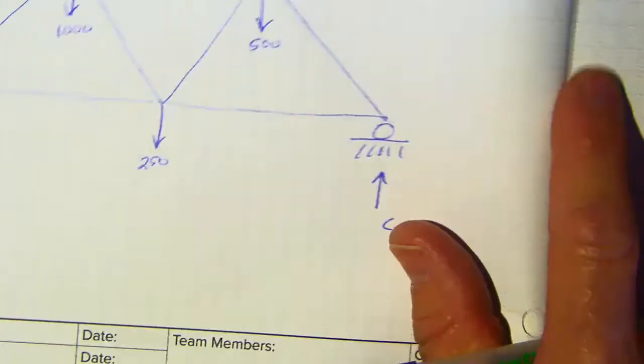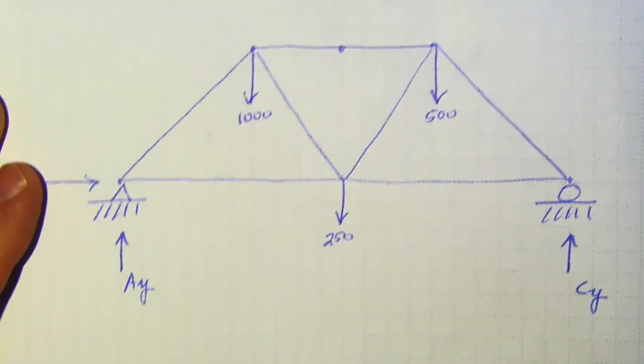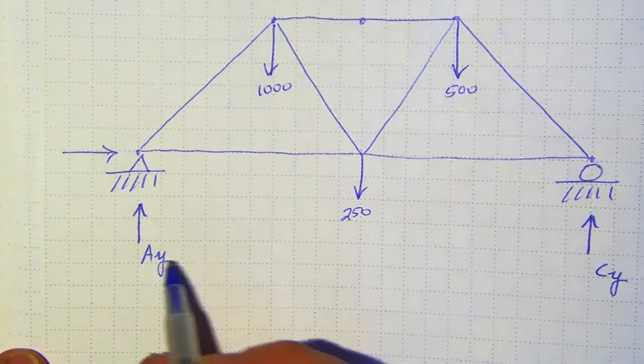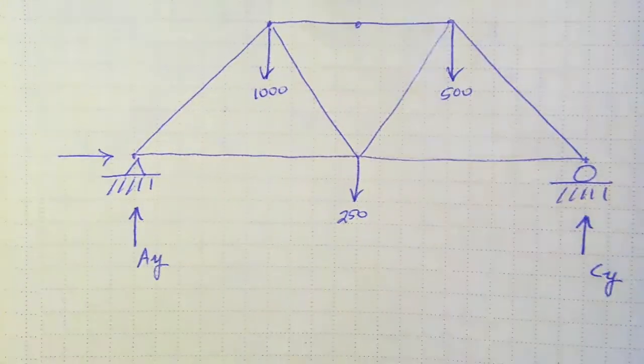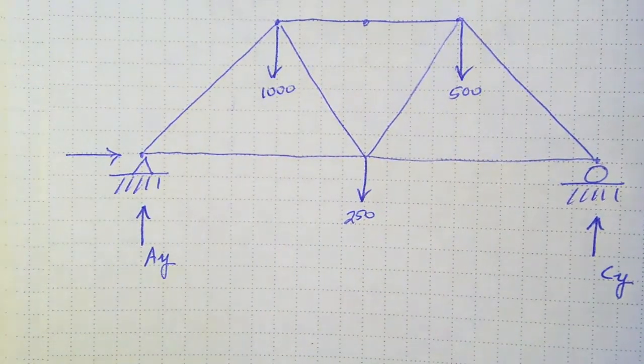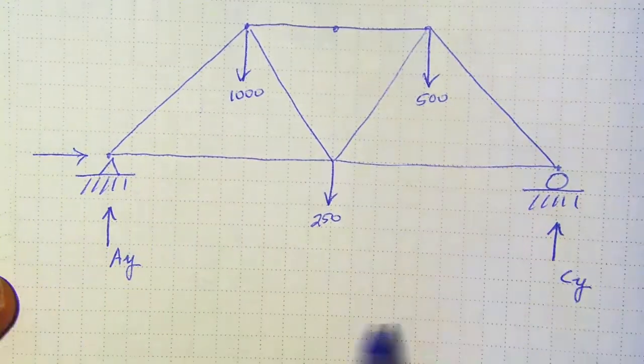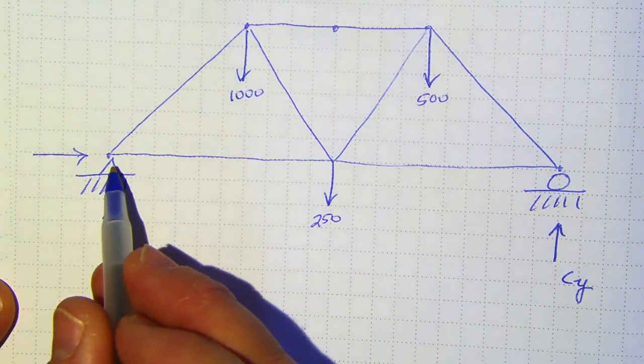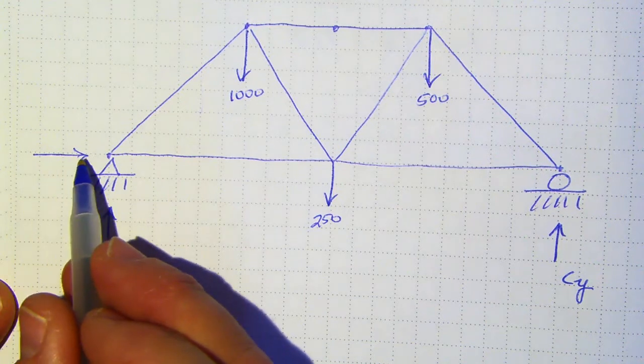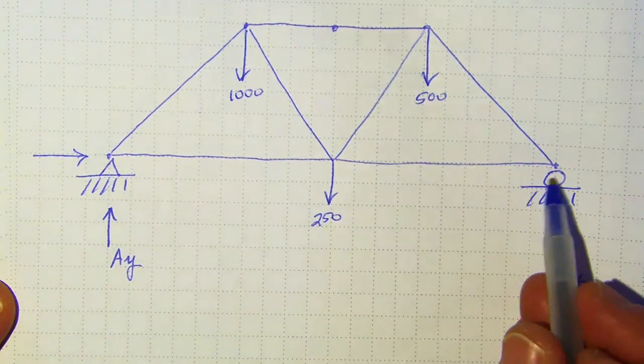Don't look at that. Instead, here is my clean little copy. And we already know that A sub y and C sub y add up to 1750. I don't know if I have to write that down, but we know that. In this particular arrangement, we've got a pinned support here, and it actually does have a resistance force in the horizontal, which we don't care about right now, and a roller support.